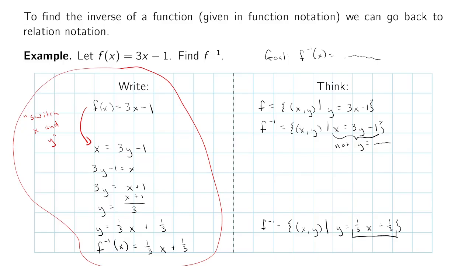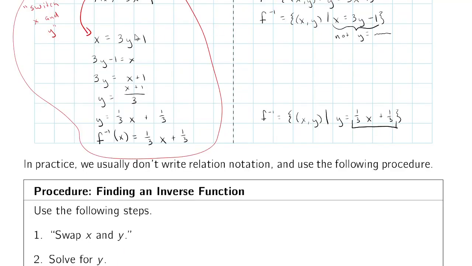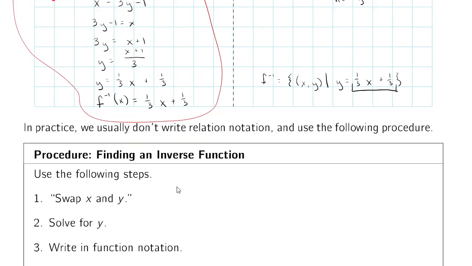In practice, then, this is going to be our procedure for finding an inverse function. Basically all the time, we make that swap x and y move, so where we go from f of x equals stuff with an x in it to x equals stuff with a y in it. Then we solve for y, and finally, we put our final result in function notation.